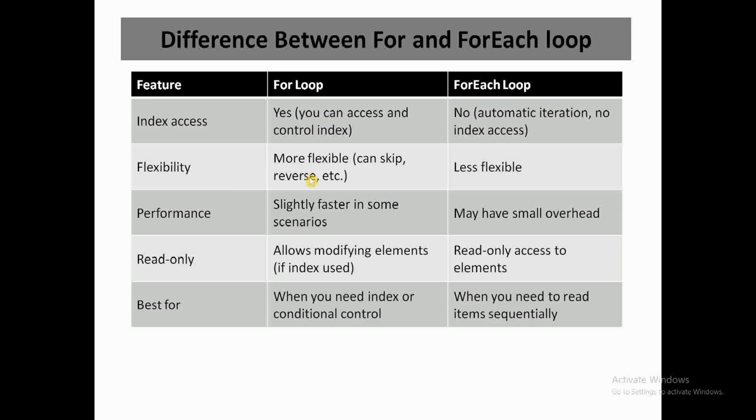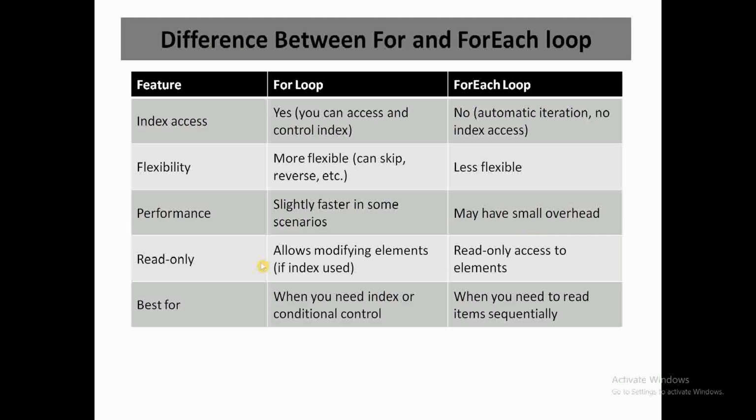Next, flexibility: more flexible, can skip, reverse, etc. We can provide any condition where we can skip those index values, or we can reverse the condition with this. So this is more flexible, but not in the case of for each loop. Performance: slightly faster in some scenarios. It is slightly faster as we are using proper conditions and we provide some initialization value with that, but not in the case of for each loop.